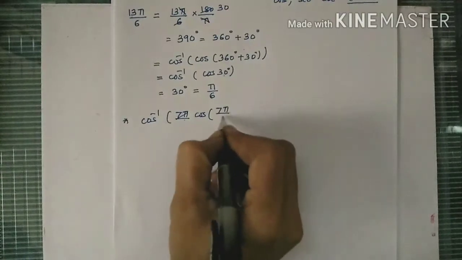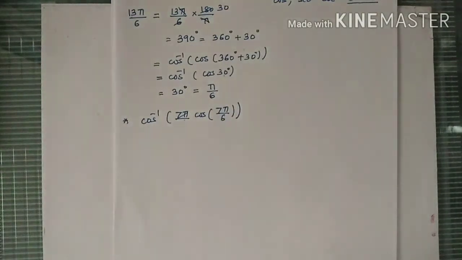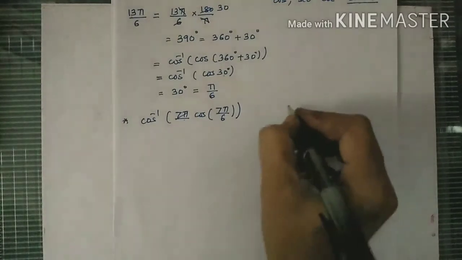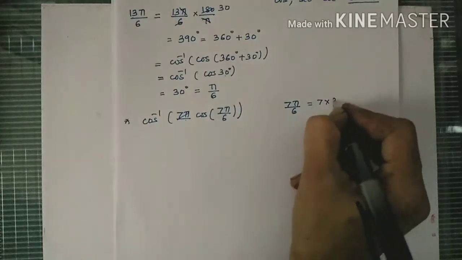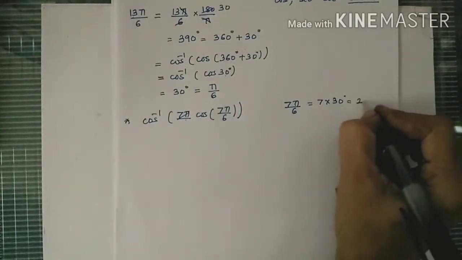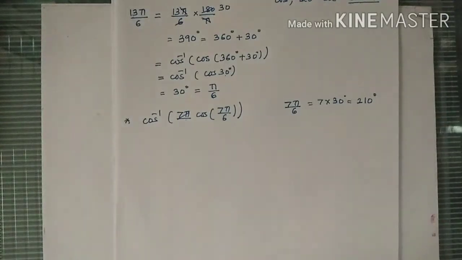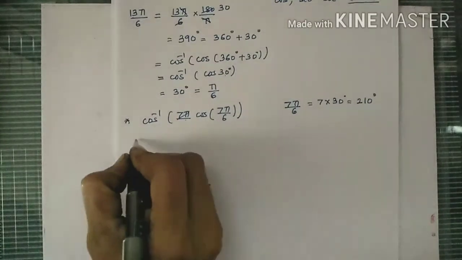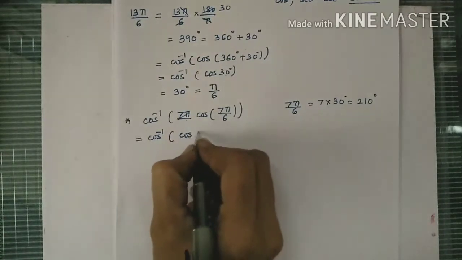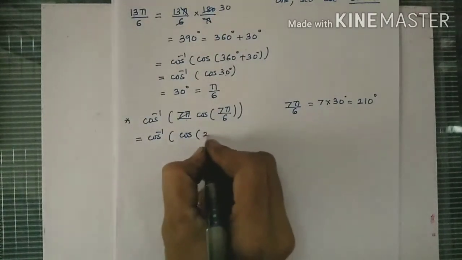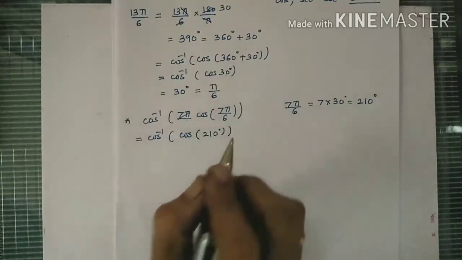First let's check whether this angle lies between 0 and 180. So 7 pi by 6. Pi by 6 means 30 degrees, so this is 7 into 30 degrees, that is 210 degrees. Now 210 degrees is greater than 180, so it is not less than 180. So our answer will not be 7 pi by 6. So we have to change it. For that, cos inverse of cos of 7 pi by 6 is 210 degrees, so I am writing in degree measure.